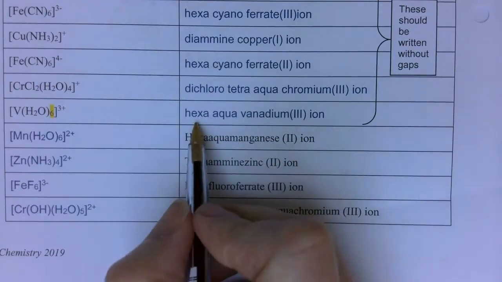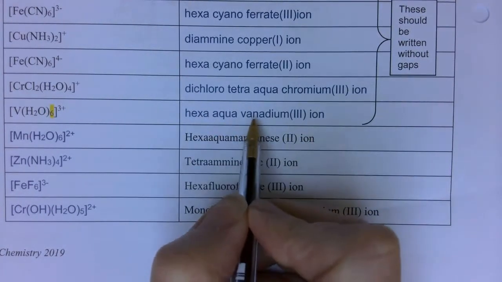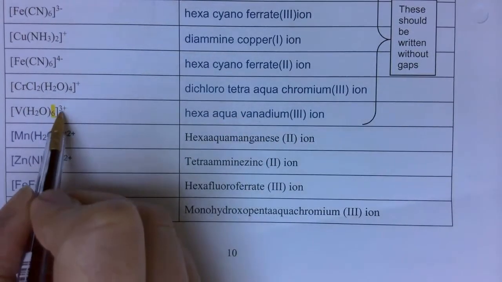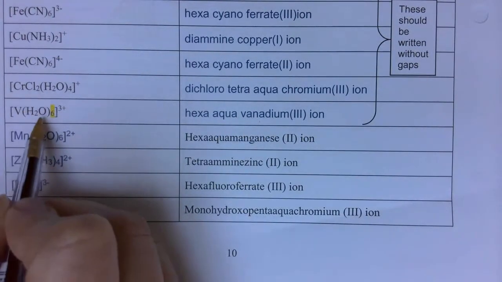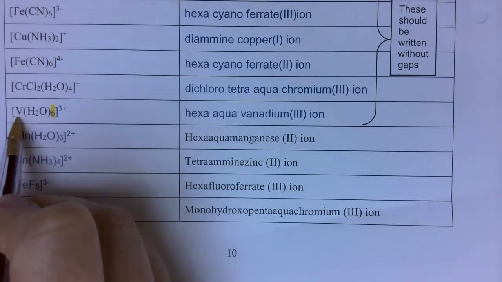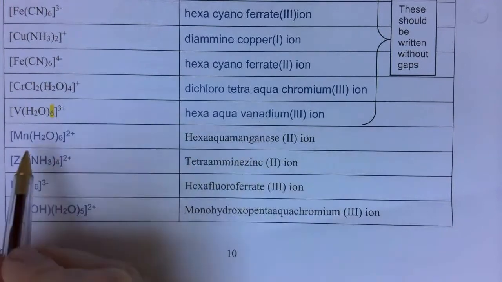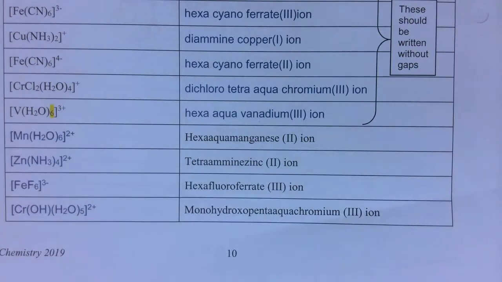So, for example, here, hexa, six, aqua vanadium, because it's not a negative ion and it's a 3+ ion. The water is neutral, so the vanadium has an oxidation state of +3. We should also be able to go the other way, so going from hexaaquamanganese(II) to the formula, and for example hexafluoroferrate to the formula.